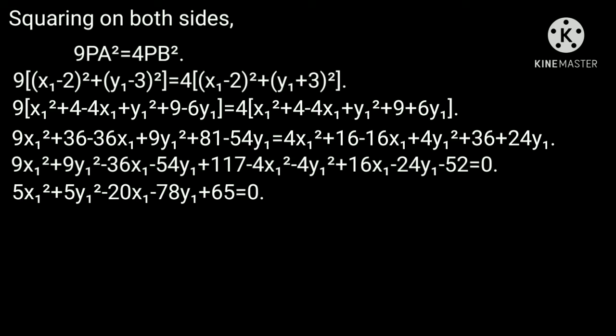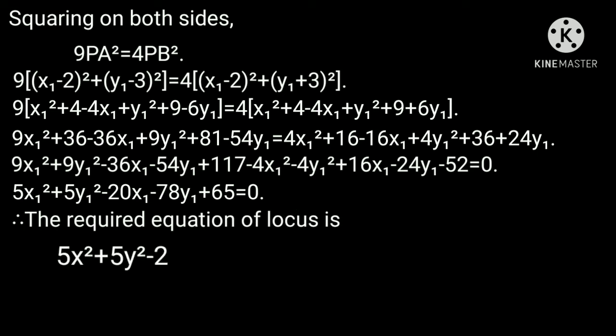This is our required equation. Therefore, the required equation of locus is 5x² + 5y² - 20x - 78y + 65 = 0. This is our problem solution.